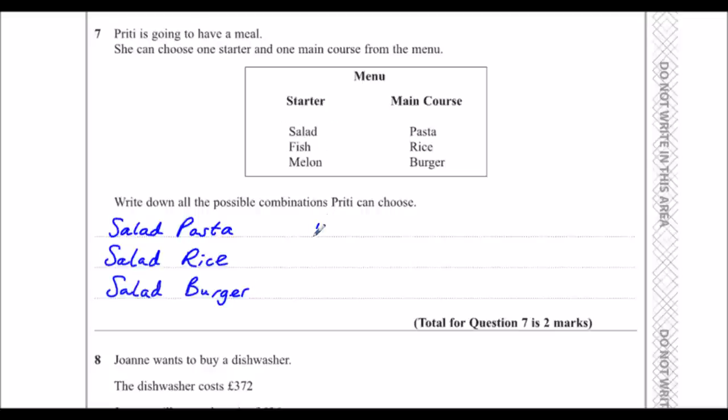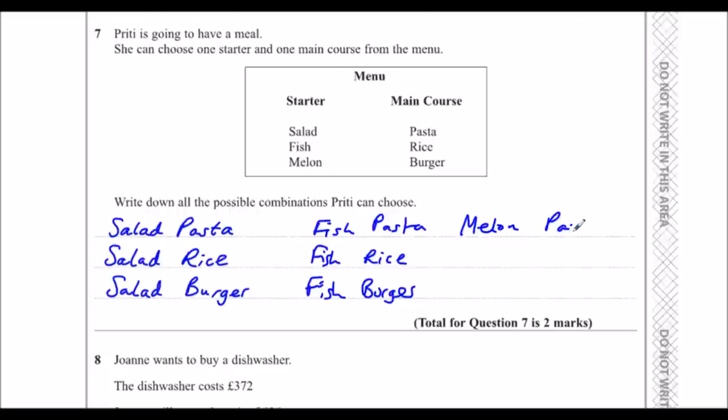And then we move on to fish. So we'll have fish and pasta, fish and rice, and fish and burger. So that's all the options with fish. And now finally melon, and it'd be melon pasta, melon rice, and melon burger. And they are all of our options.